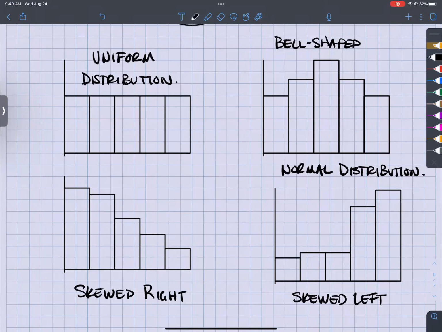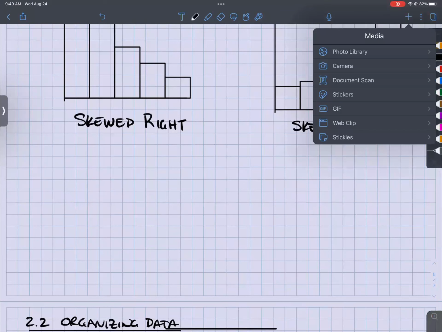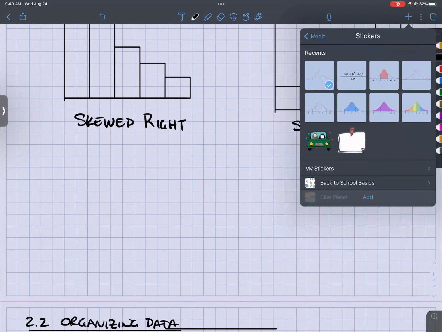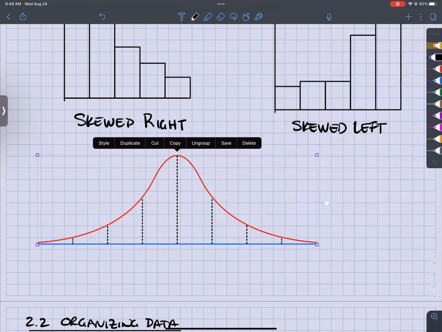You can call it bell-shaped distribution, but we're going to end up calling it normal distribution most of the time, especially when we get to z-scores, where we're going to be talking a lot about something like this. We're talking about that bell-shaped curve, the normal distribution, and converting that data into z-scores and so on and so forth.